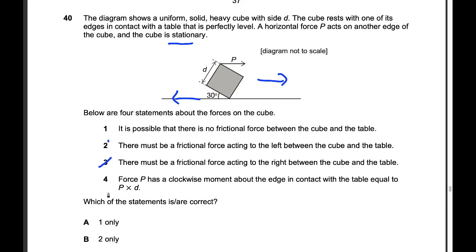We just said that. A force P has a clockwise moment about the edge in contact with the table equal to PD. I don't think that's true. So, no, I definitely don't think that's true. So, the rule is that it's the force times the perpendicular distance from the pivot. So, here is the perpendicular distance to the pivot, that is at 90 degrees here. Yeah? So, that isn't D. D is shorter than that. So we can rule that out. That's definitely not just PD. So the answer is that it's 2 only.